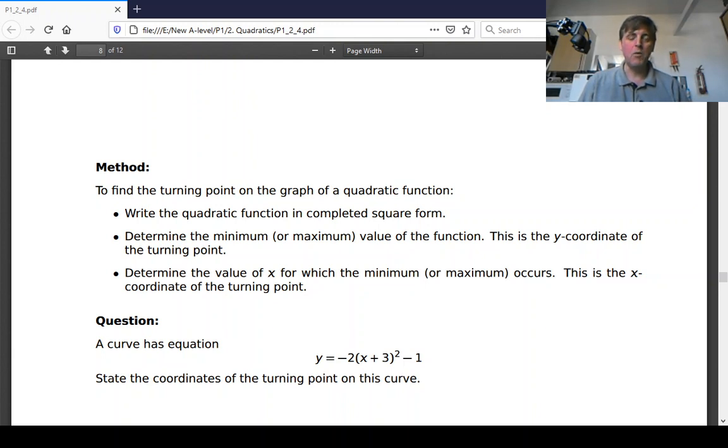I hope so. Let's see if you've got the idea, because I'm going to ask you to have a think about the question which I've now put on the screen. Now, here's a curve. It's a quadratic curve, and I've already put it into completed square form for you already. What I want you to do is just write down or state what are the coordinates of the turning point on that curve, please.